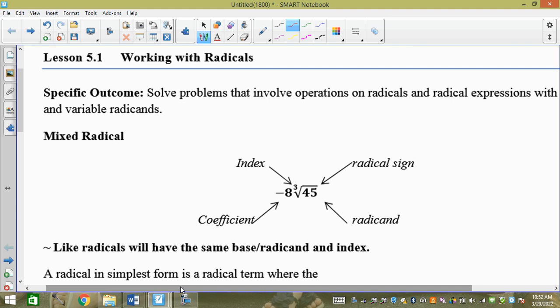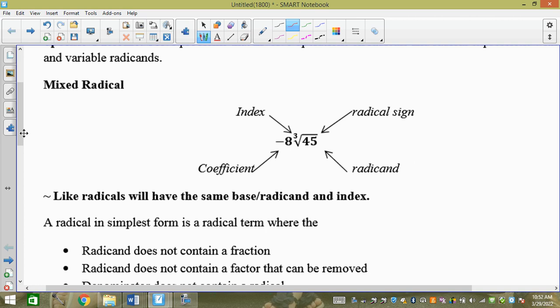So today's lesson, we've basically already done it at the beginning of this year, and you did it all in grade 10. We're going to go over it because it has some variables in it, which makes it a little harder for people. So here we have a mixed radical. Mixed radical means some of the numbers are outside, some of the numbers are under the radicand. Okay? You were taught this last year. This is your coefficient, the number in front. This is your index, the number on the root. If there isn't a number there, what is it?